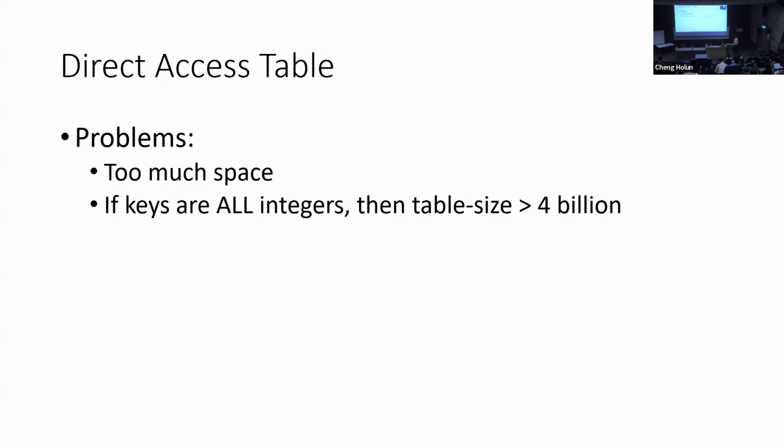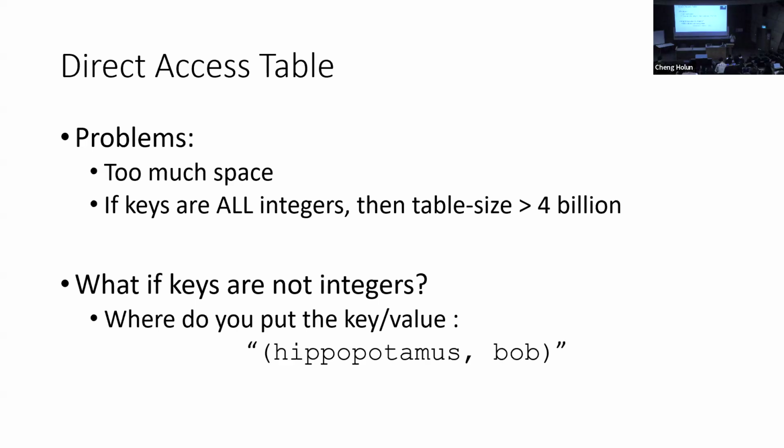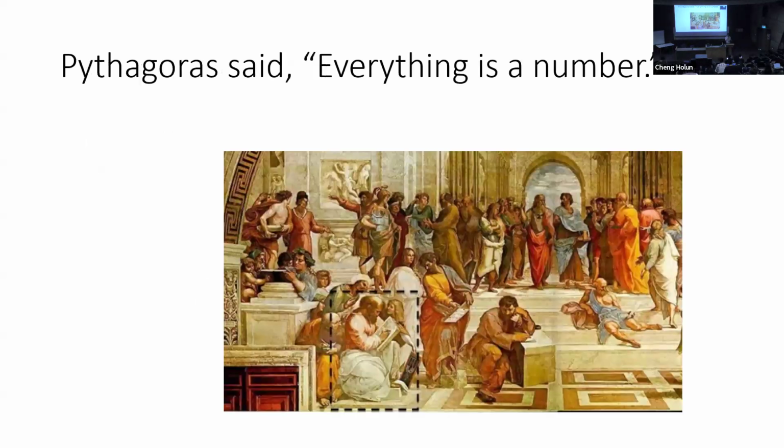But on the other hand, if your key is all integers, too bad, you need to create a table of 4 billion entries, because there are 4 billion integers you can represent. And what if your keys are not integers? If your key is a string, or tuples or something else. What if your key is some floating point number? But the good thing is Pythagoras said everything can be converted into number.